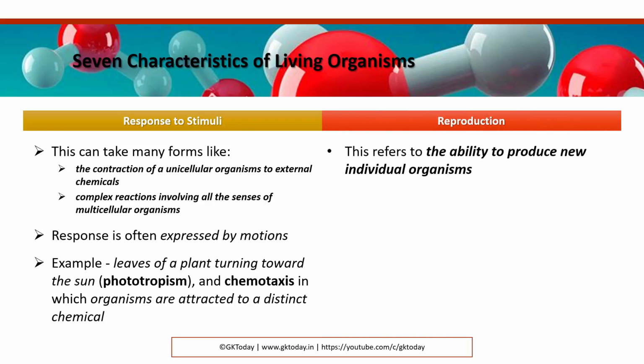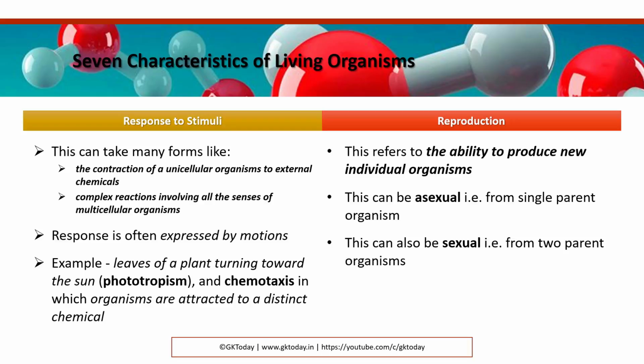Next is reproduction. Reproduction, of course, as we know, is the ability to produce new individual organisms, either asexually, that is from a single parent, like how amoeba reproduces, or sexually, as most mammals do, where a baby comes from two parents.